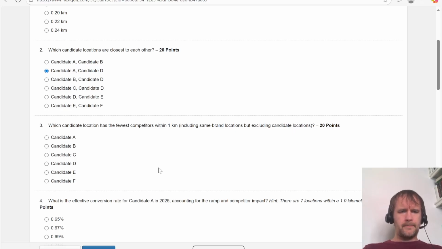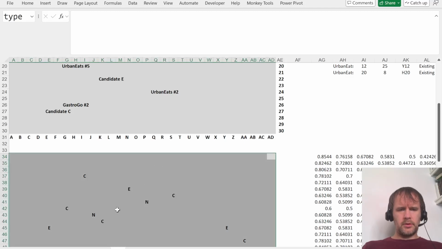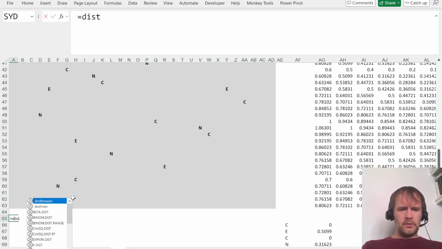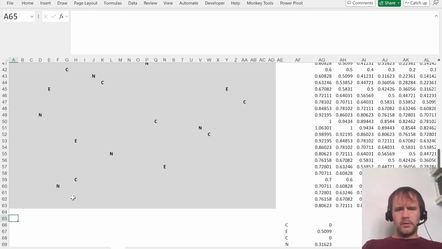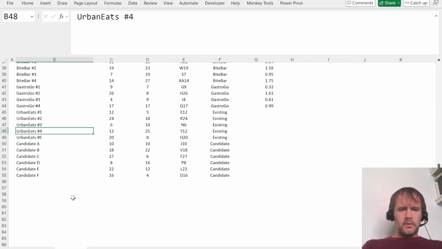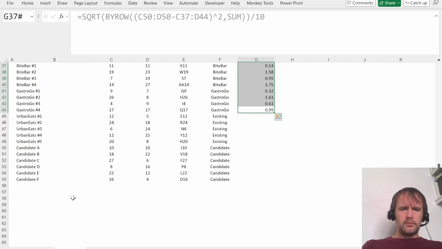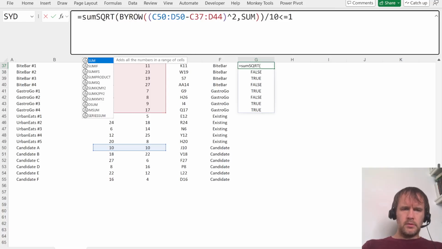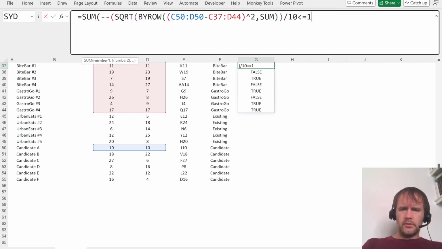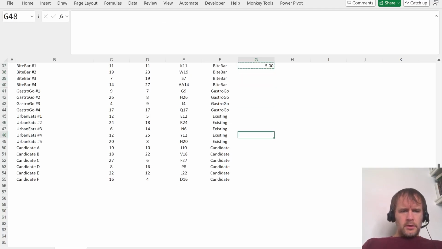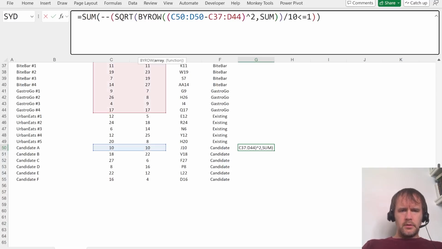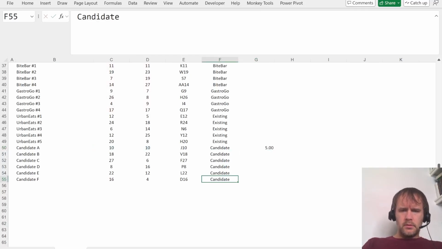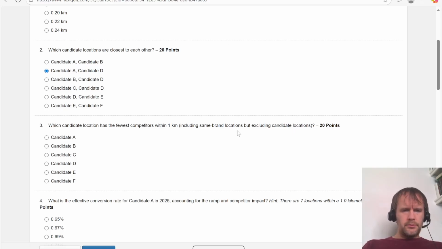So what are we asking? Candidate location has the fewest competitors within 1 kilometer. Okay, so I want dist from, no, I don't want that. So on that, less than or equal to 1, sum of all of that. And that's for candidate A. And I want to lock these. So what's the question? Fewest competitors. This one only has 1, so that's candidate C.